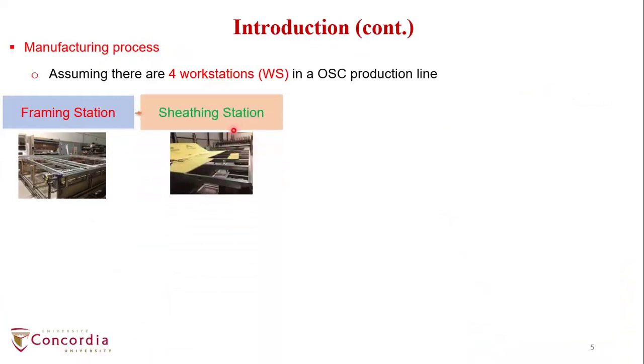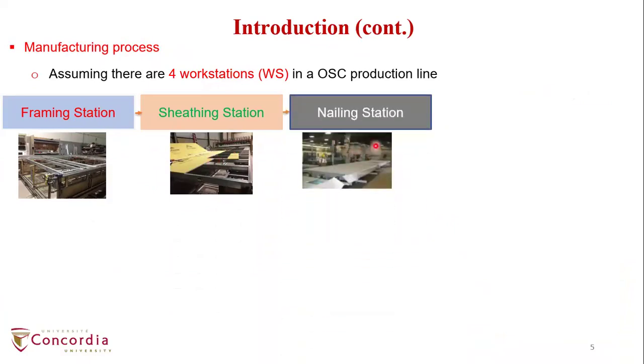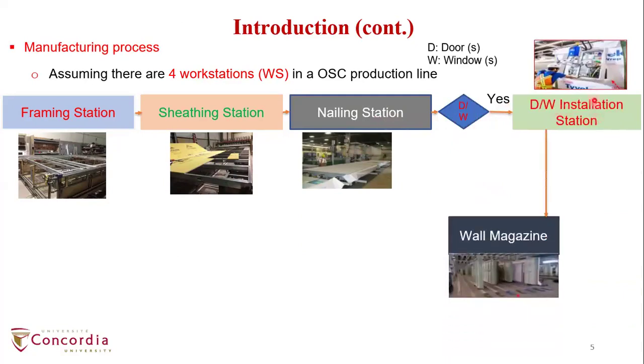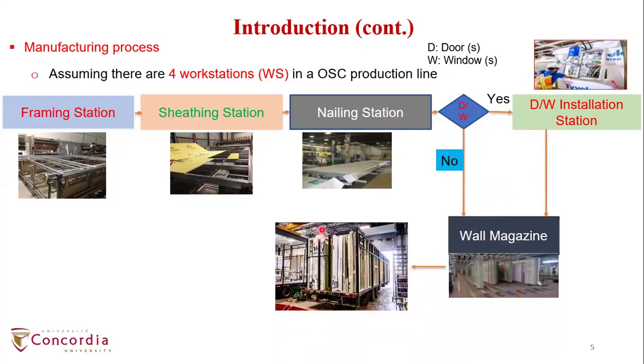Then the second workstation is the sheeting station, where the sheeting material like plywood is placed on the wall frame. Then the nailing workstation, where the sheeting material is fixed to the wall frame. And if there is a door and window, the panel goes to the door and window installation station. After that, it goes to the wall magazine station, which is basically a storage area. If there is no door and window, the panel directly moves to the wall magazine, and later it is transferred to the site for assembly.